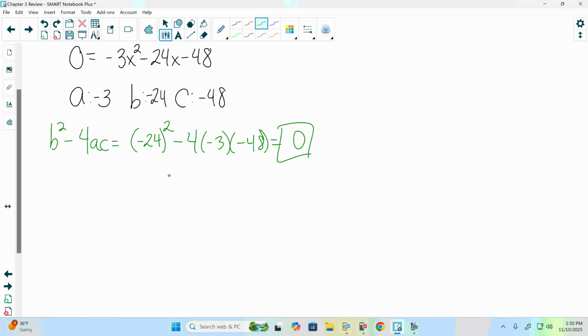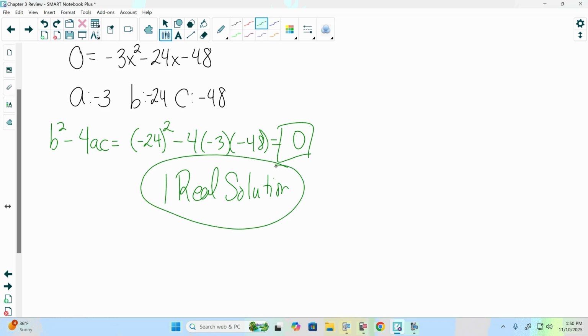And since the value of the discriminant is 0, we have one real solution. If we have a positive number, a number greater than 0, it would be two real solutions.